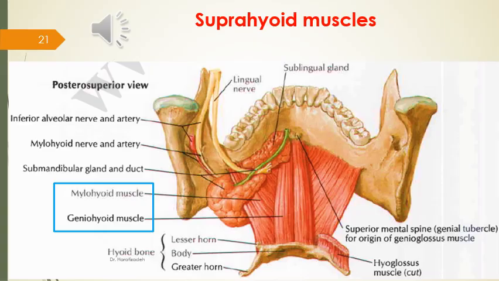Their action is to elevate the hyoid bone and draw it forward during swallowing. If the hyoid is fixed, they can help depress the mandible. They are innervated by fibers from C1 that travel via the hypoglossal nerve.